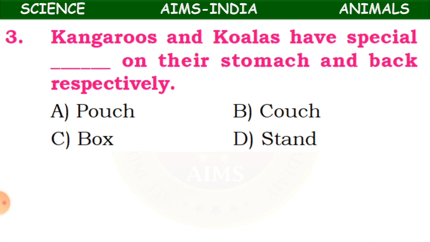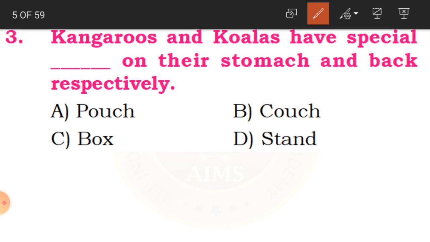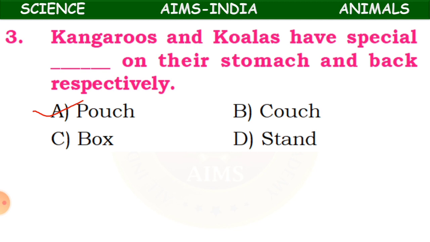Kangaroos and koalas have a specific dash on their stomach and back respectively. We have learnt about this. What do kangaroos and koalas have on their stomach and back? A option is pouch, B is couch, C is box, and D is stand. What does a kangaroo have, children? We also said that the baby kangaroo is going to fully develop after coming to this part. It is just like a pocket type of part. It is pouch. Clear? A option is the correct answer.